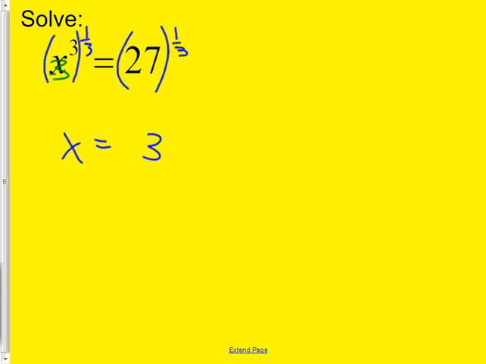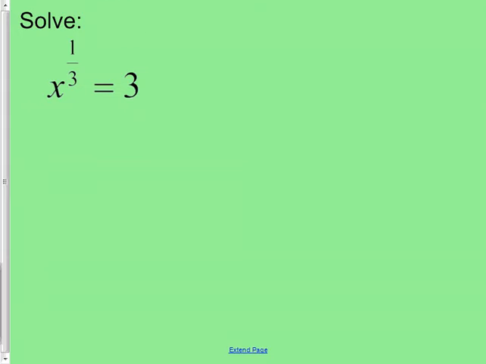So what do you have to watch out for whenever you are doing a square or an even root on the bottom? You do that to both sides of an equation. You've got to make sure you have a plus and a minus on your answer. But this is an odd one, so I don't need the plus and minus. It's just 3.